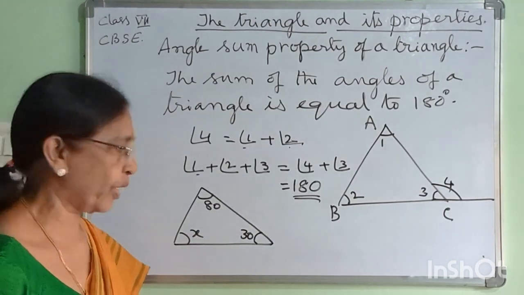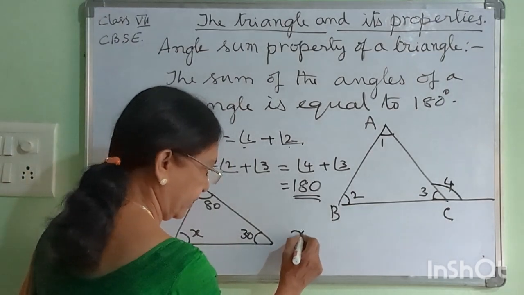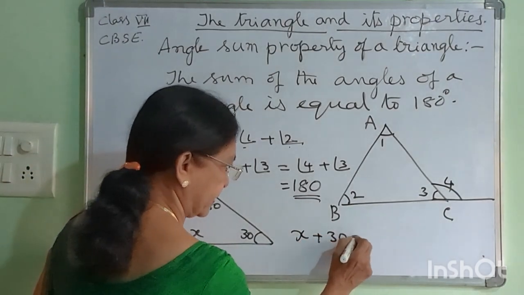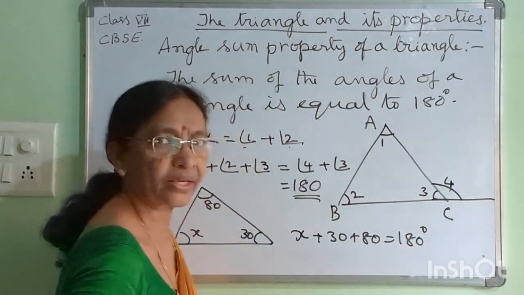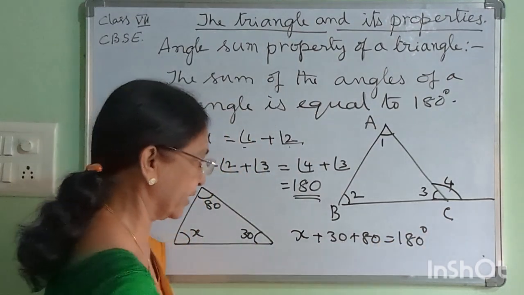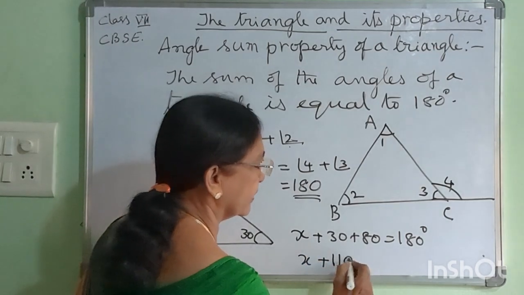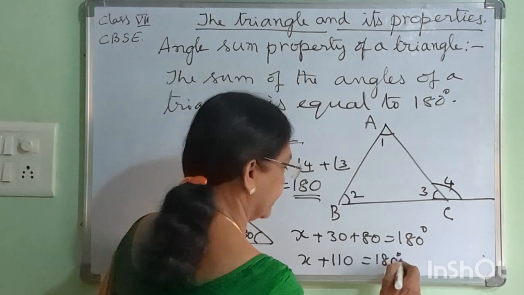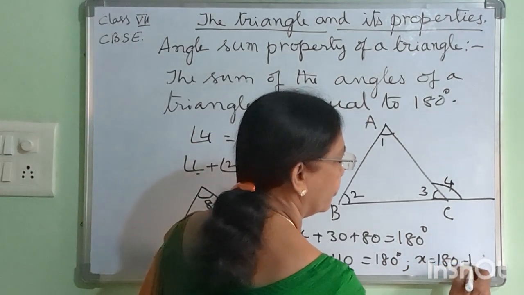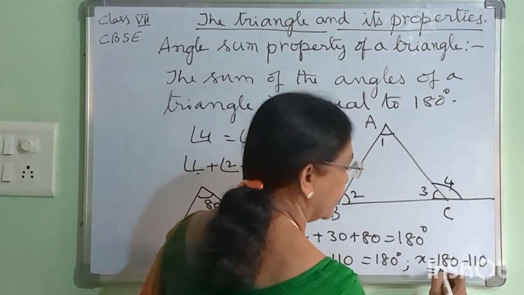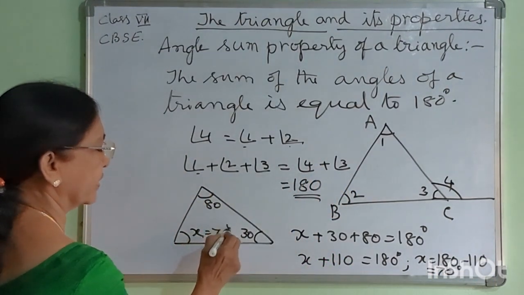By the angle sum property, find x in this triangle. We know that x plus 30 plus 80 is equal to 180 degrees, as the sum of the angles in a triangle is equal to 180 degrees. Therefore, x plus 110 is equal to 180 degrees, or x is equal to 180 minus 110, that is 70 degrees. Therefore, x is equal to 70 degrees.